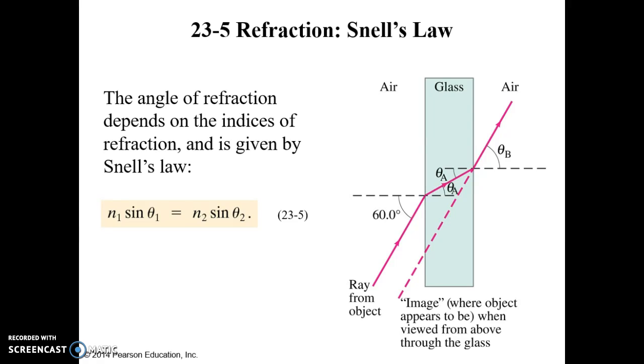Now the angle of refraction depends on the indices of refraction, and is given by Snell's law. Theta 1, or theta A, is the angle of incidence. Theta 2, or theta B, is the angle of refraction. N1 and N2 are the respective indices of refraction of the materials.